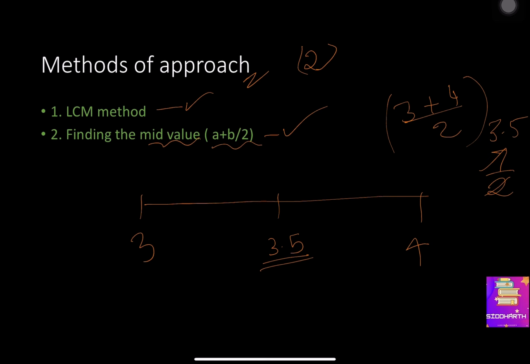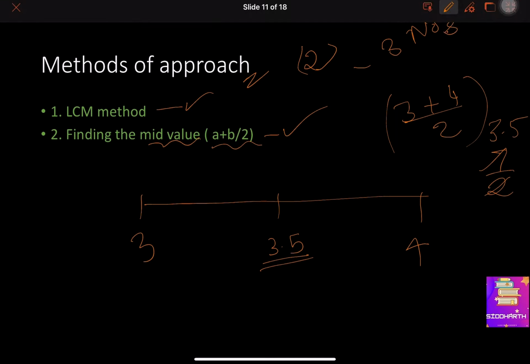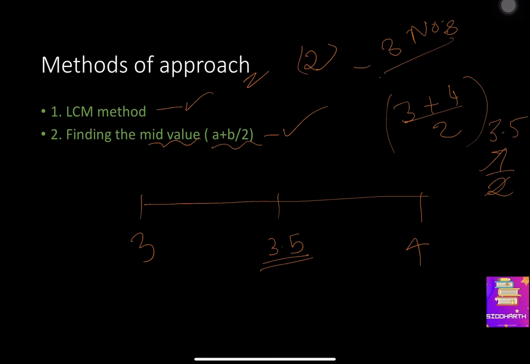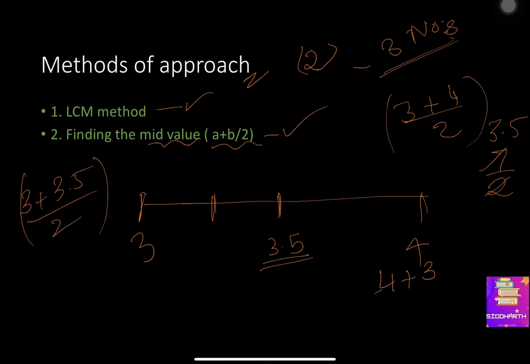Now I'll ask you to find any three numbers between 3 and 4. Take this and this, 3 plus 3.5 by 2. Now you will get one value. Now take this and 4, so 4 plus 3.5 by 2. You will get another value. So you have three numbers between these numbers, right? 1, 2, 3. That's it.